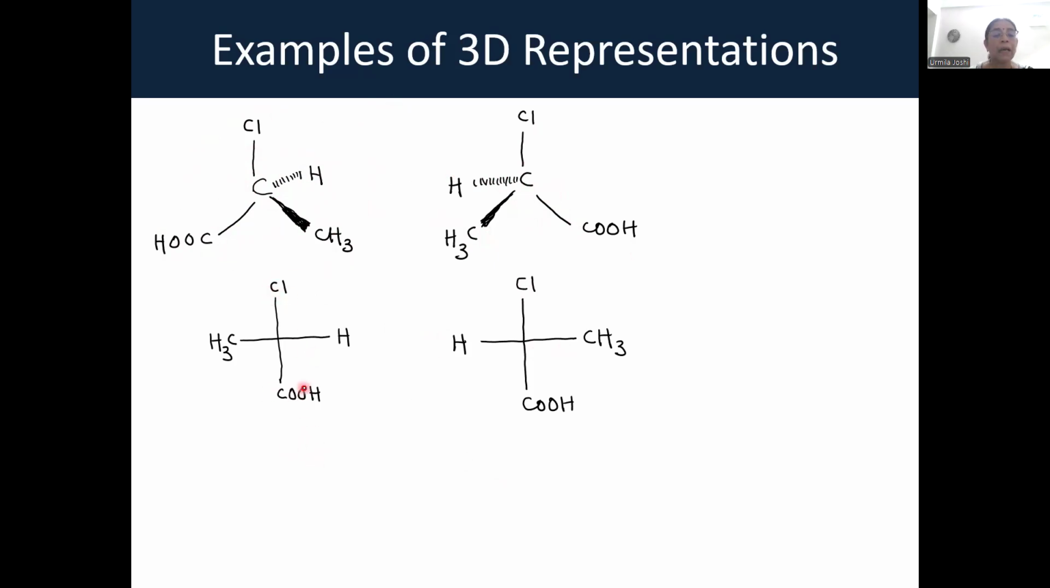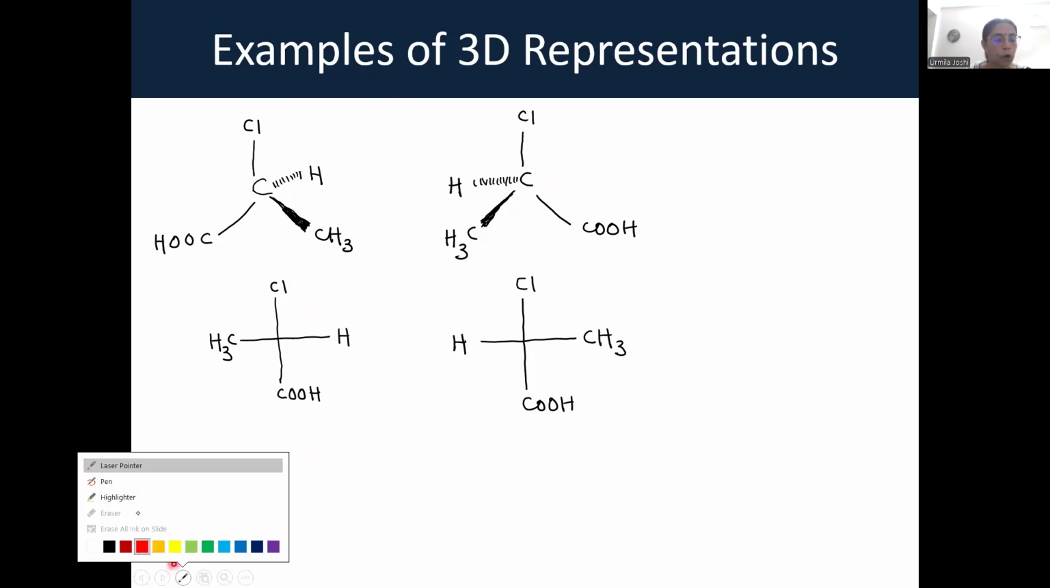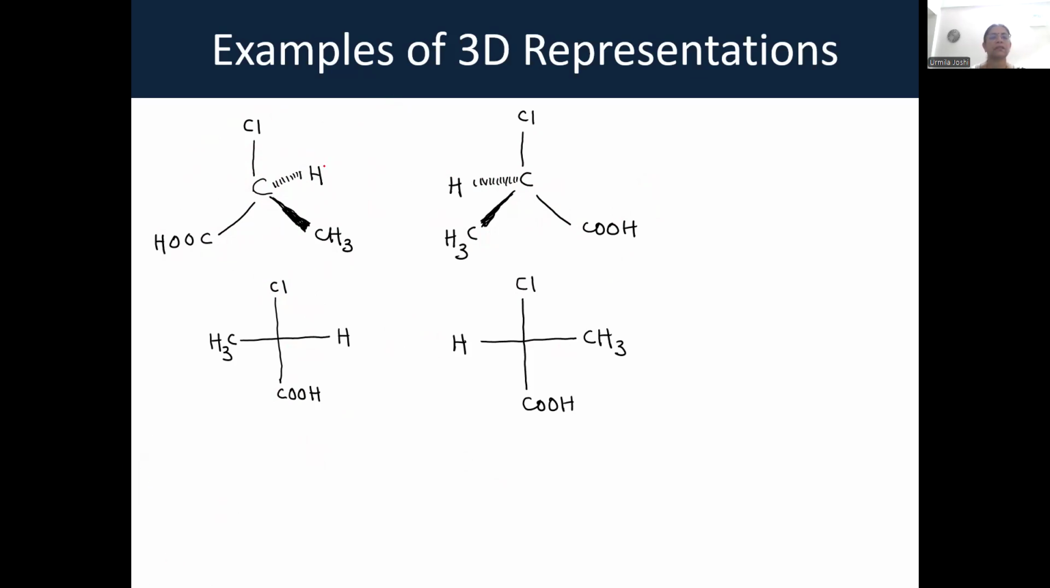Now just see how to convert this to Fischer. There are two ways to convert a dotted line wedge structure to a Fischer structure. In the first way, you imagine that your eye is in between the dotted line and the wedge. So you are looking in the plane. So what happens? CH3 becomes on your left. If you are looking like this, CH3 is on your left and H is on your right.